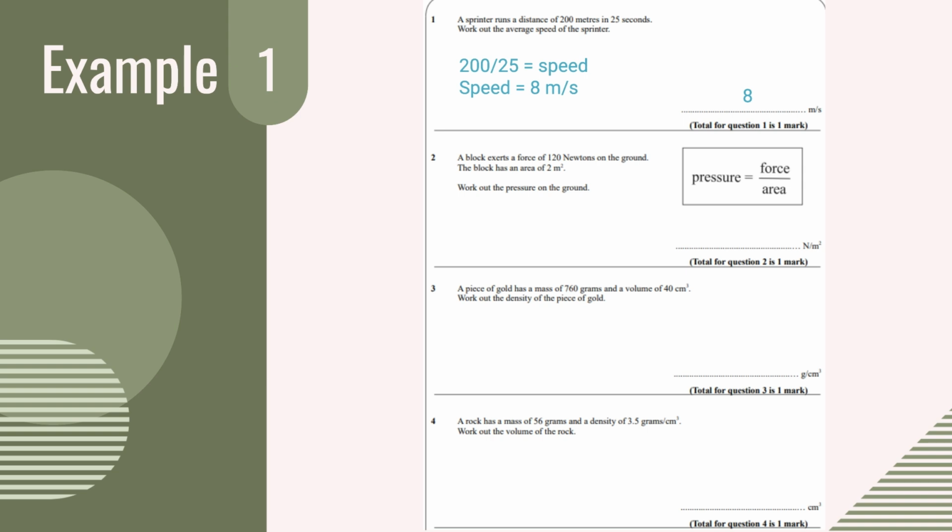In our second question, a block exerts a force of 120 newtons on the ground. The block has an area of 2 meters squared. Work out the pressure on the ground. As we've been given the equation for pressure, which is force divided by area, we know we do 120 divided by 2, and this will give the pressure. So the pressure equals 60 newtons per meter squared.